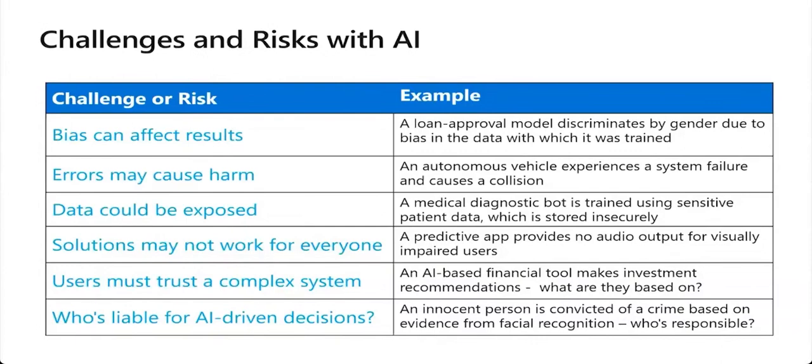Second one is errors may cause harm. Yes, an autonomous vehicle, if it experiences a system failure, what happens? It could cause a collision, and it can be very serious. Another example here would be if there's an algorithm that determines whether or not you have a certain disease. And if you have the disease, you should be operated on immediately. What if there's a wrong diagnosis based on the algorithm? So it could cause harm, right? Because a certain operation can be very invasive.